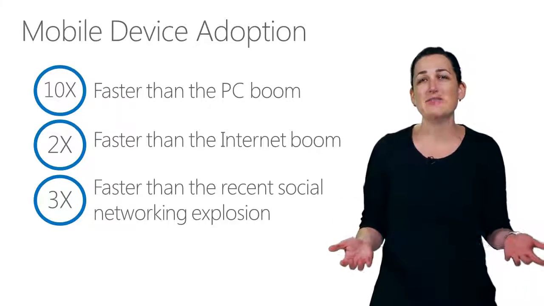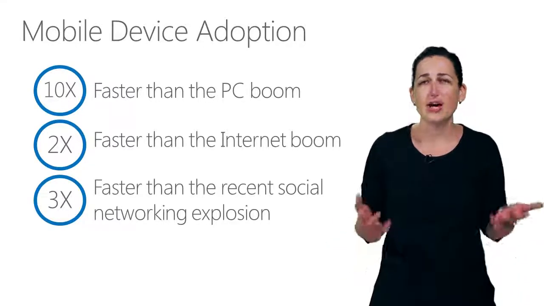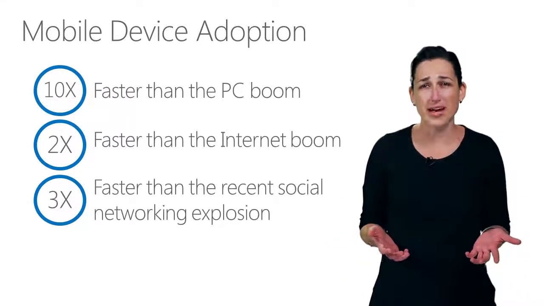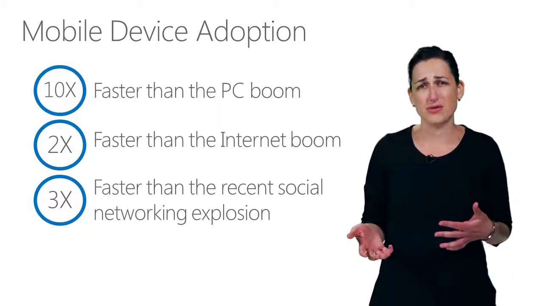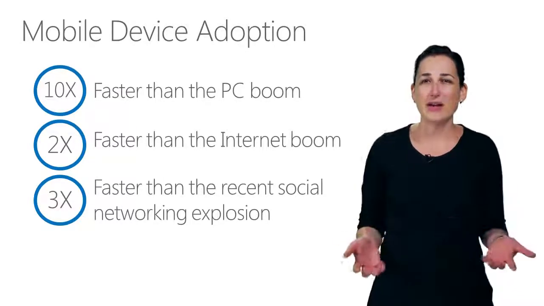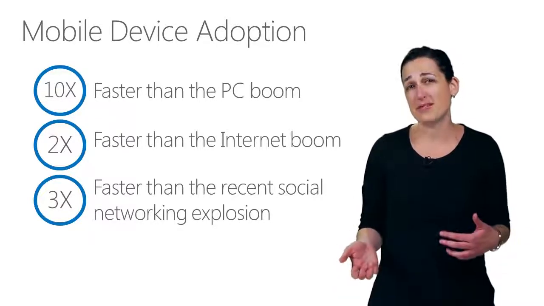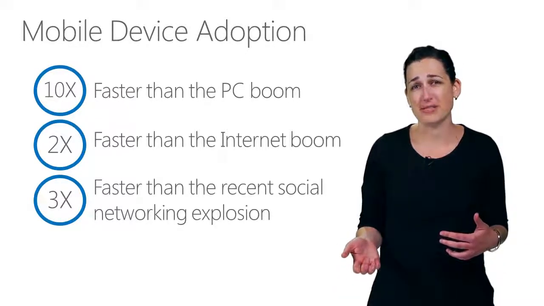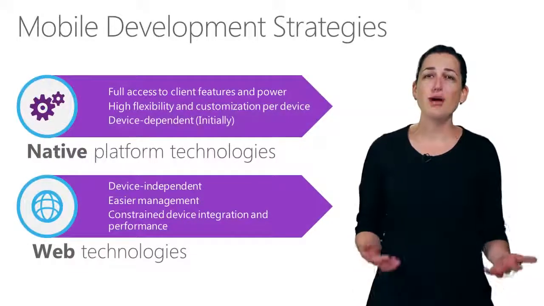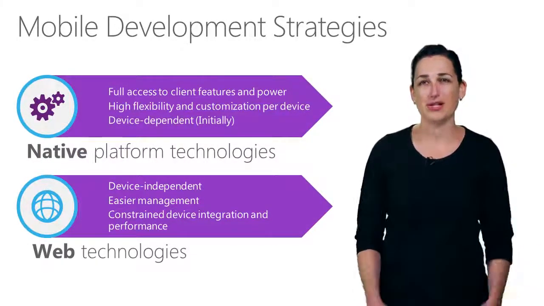It's happening 10 times faster than the PC boom of the 80s, 2 times faster than the internet boom of the 90s, and 3 times faster than the recent social networking explosion. In 2015, the mobile internet will overtake the desktop internet, and 90% of enterprises will have 2 or more platforms to support. There are 2 common approaches to building mobile applications.